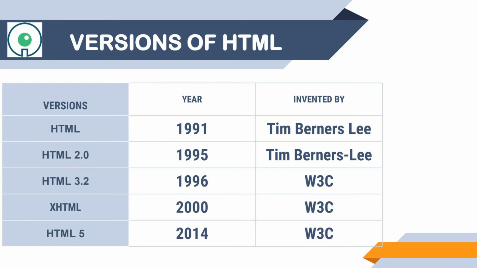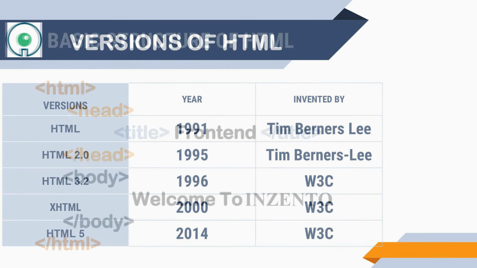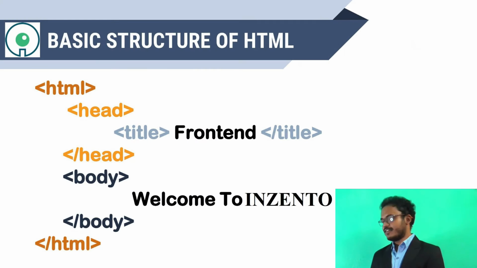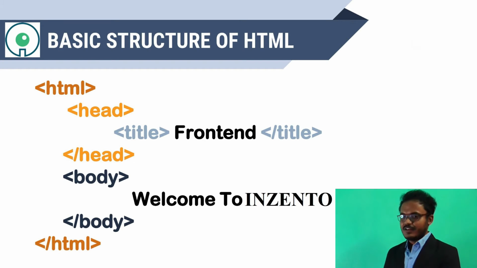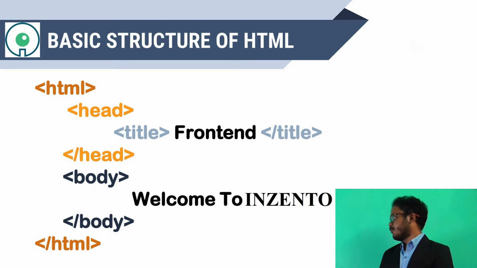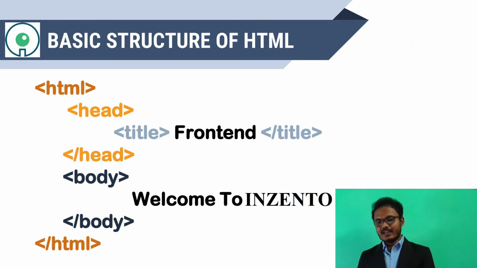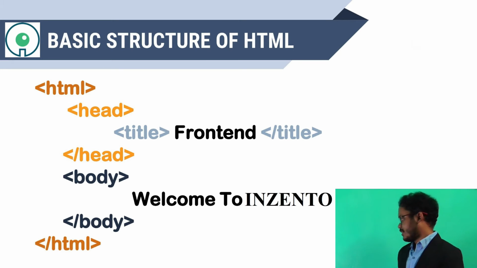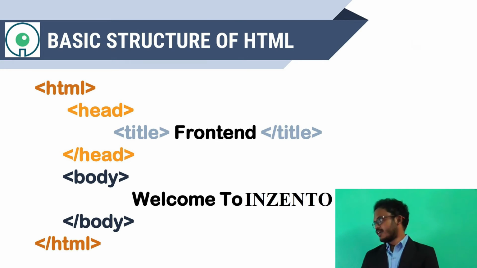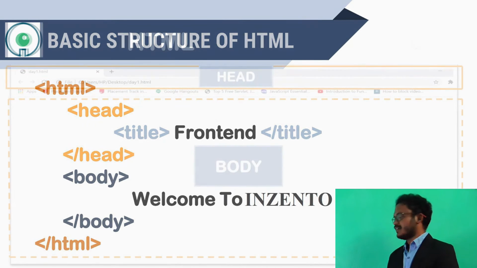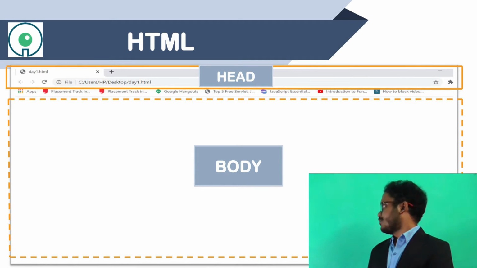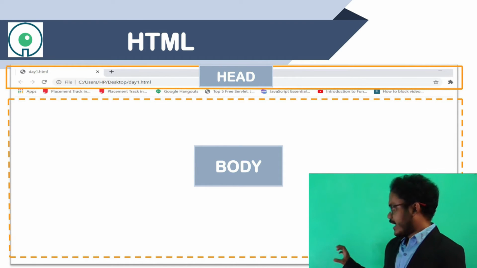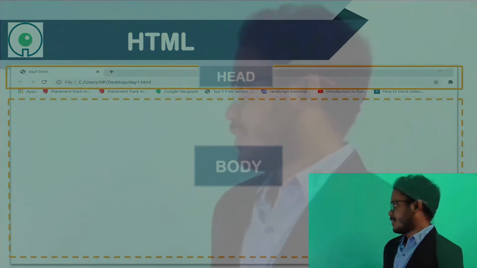Here are the different versions of HTML. Let's take you to the next slide. Here I can see the basic structure of HTML, where between the HTML tag we write the whole code. There are two parts: one is the head part and one is the body part. What is the head part and what is the body part? In a web page, the upper part is called the head part, and the rest of the part is called the body part.